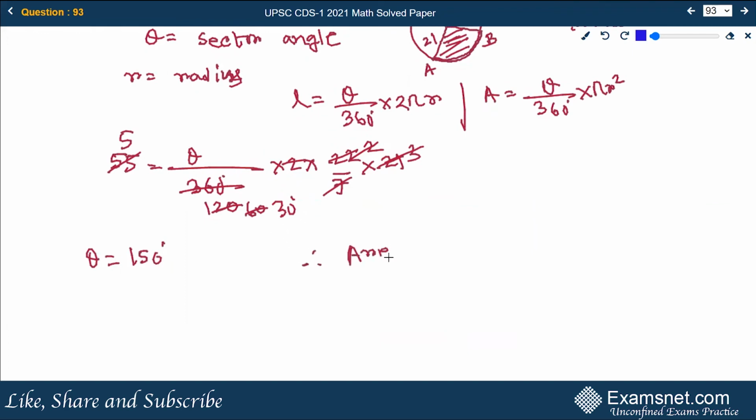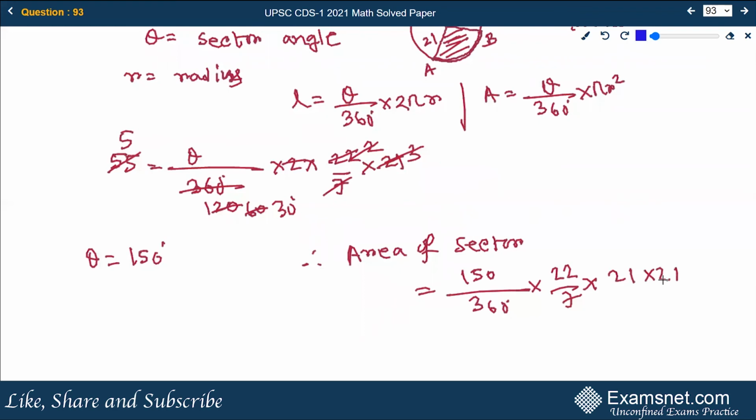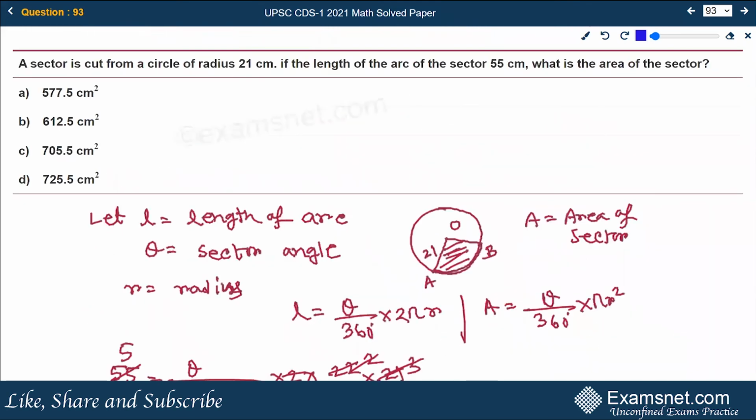Therefore, the area of the sector is 150 by 360 degree multiplied by pi r square. We can easily find the value, which will be 577.5 centimeter square. Option A is the correct answer here.